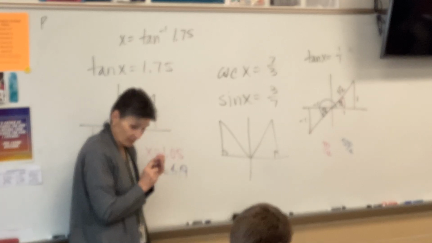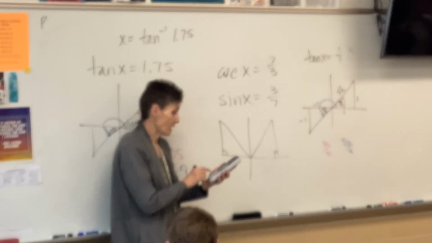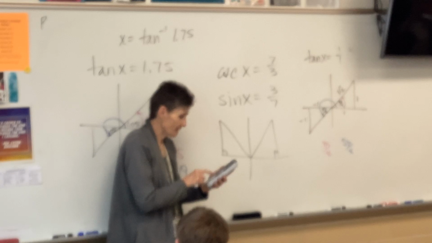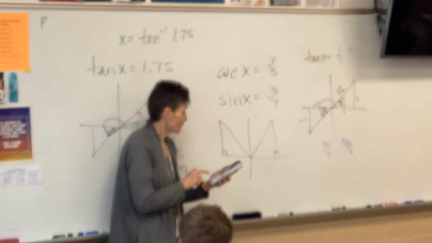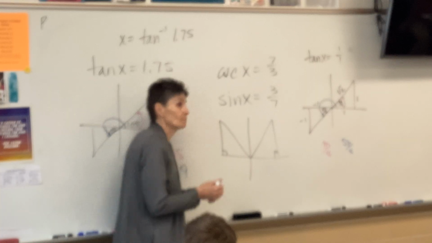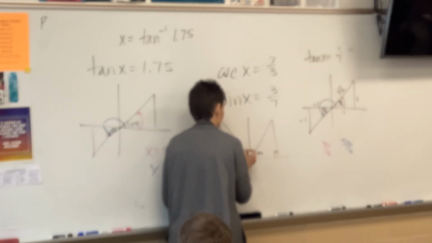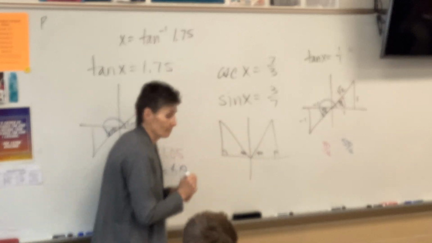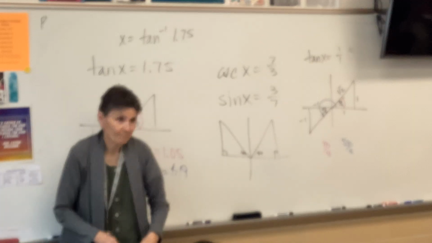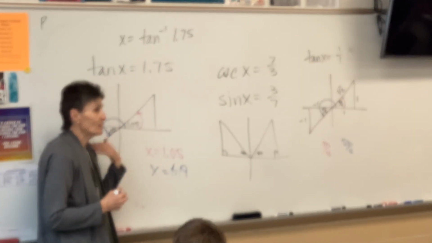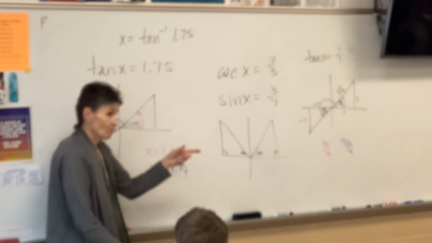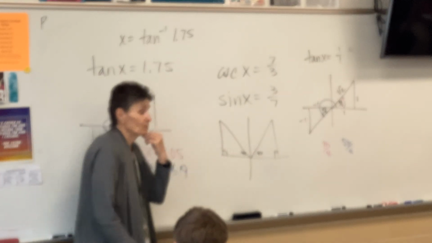Now I'm going to go to my calculator, and what buttons am I going to press? Second sine, get rid of that. Second sine, 3 divided by 7. 0.44? What do you think? You good with that? Remember, we're in radians. How do I know I'm in radians? The directions say 0 to 2 pi. 0 to 360 would be degrees. 0 to 2 pi is radians.